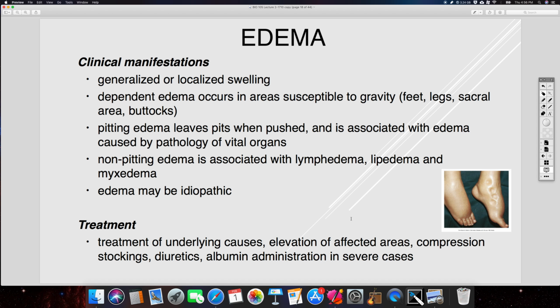Non-pitting edema is lymphedema, myxedema. And those aren't always the case, but just in general. And then treatment: elevation, compression. If it's really, really severe, administer albumin, and obviously treatment of any underlying causes.